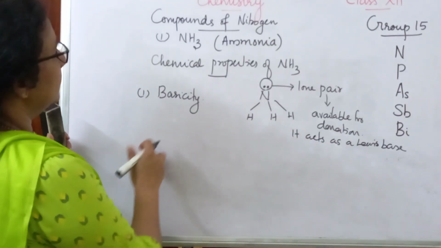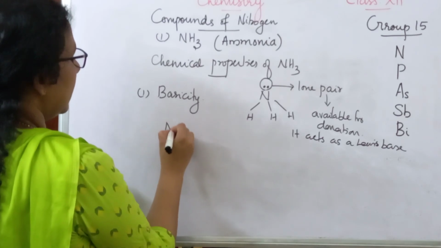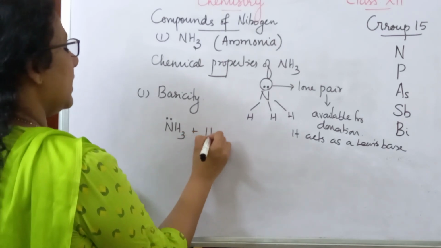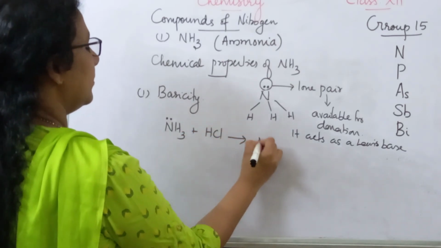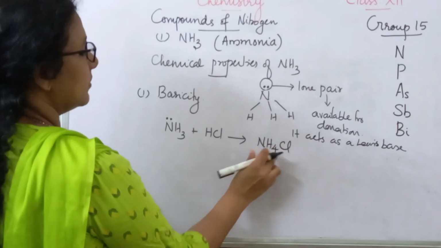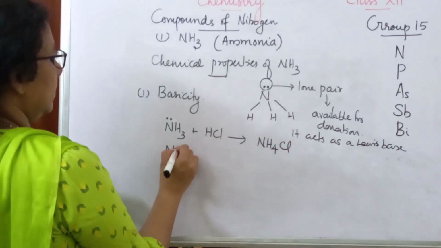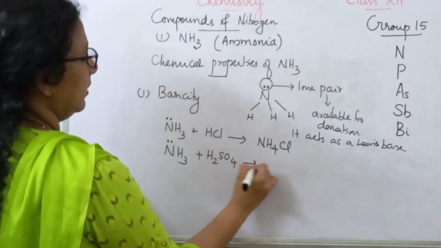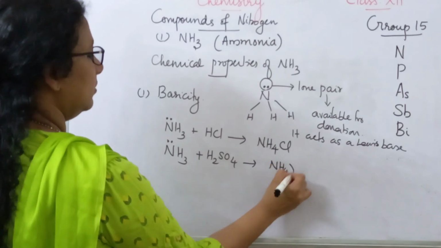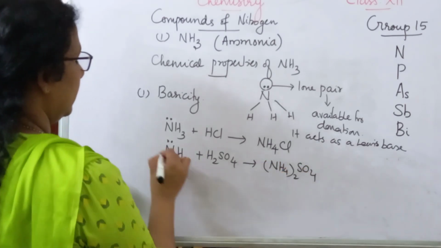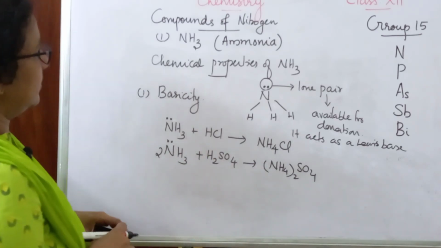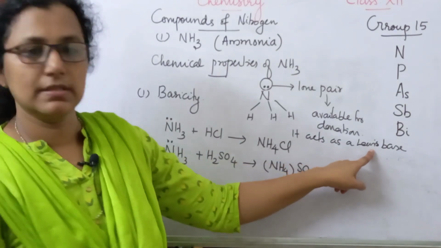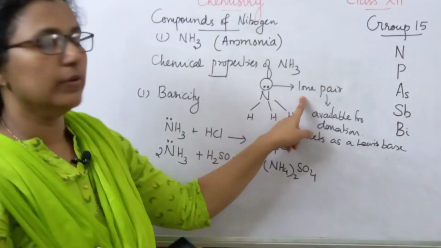So for supporting this basicity, let us see some reactions. NH3 has a lone pair of electrons which reacts with HCl acid. It produces NH4Cl, which is a salt. Then if it is H2SO4, here (NH4)2SO4. So this will be the reaction, showing how it acts as a Lewis base because of the presence of the lone pair of electrons.